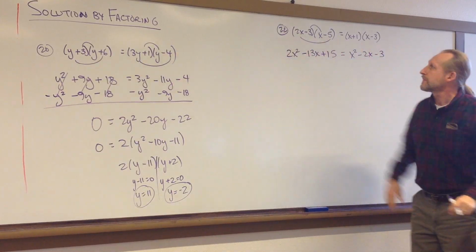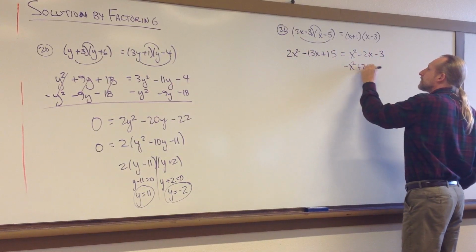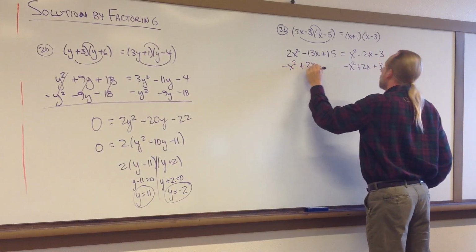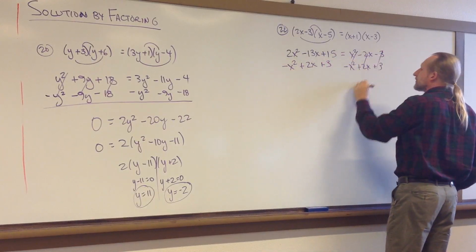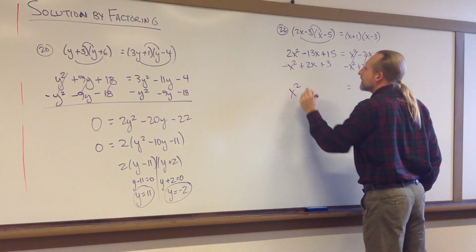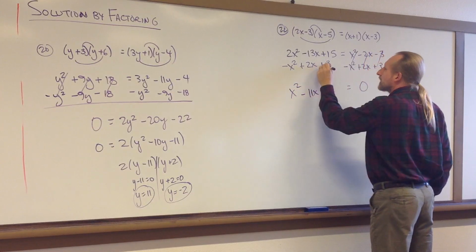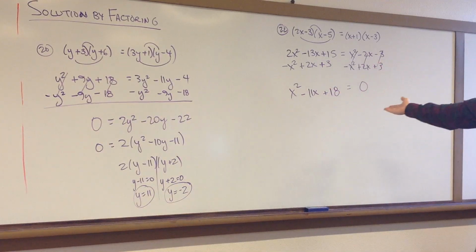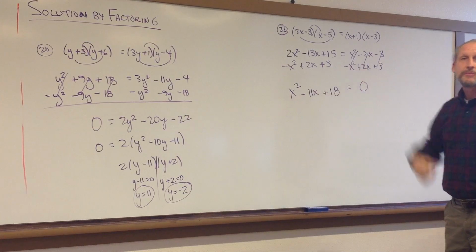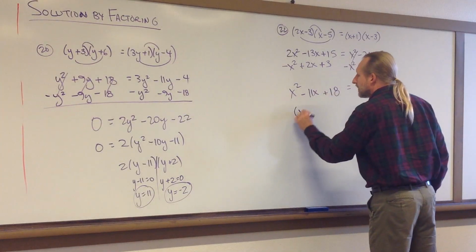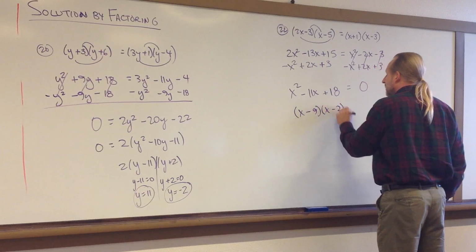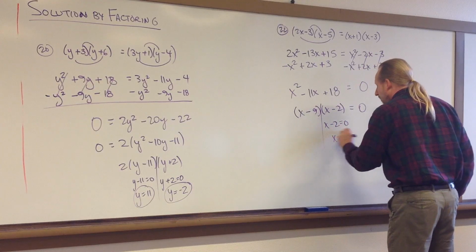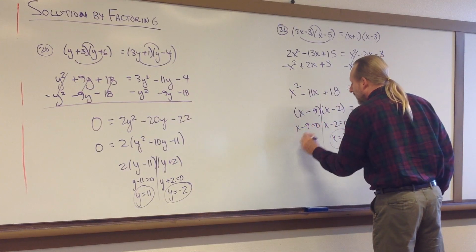So I'm going to move everything over to the left-hand side. Try to keep that leading coefficient positive. So let's see what we get. That's going to be all 0. This will be 1x squared minus 11x and then plus 18. So what times what is 18 that will add up to be 11? 9 and 2, right? (x minus 9) times (x minus 2). And so that says x could be positive 2 or x could be positive 9.